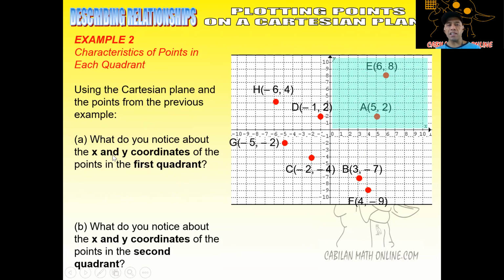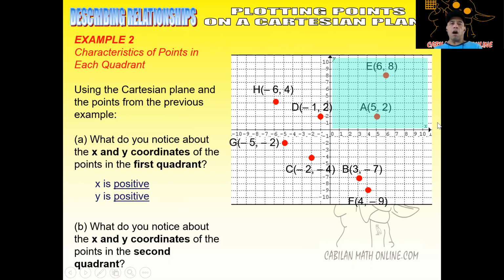What this question is asking is, when you look at both the x and the y coordinate, what do they have in common? If you take a look at the x's separately first, we have a +5 and a +6. So the x coordinates are positive for both of them. If you take a look at the y's, both the y's are also positive. So every single point in the first quadrant will always have an x and a y coordinate which is positive.